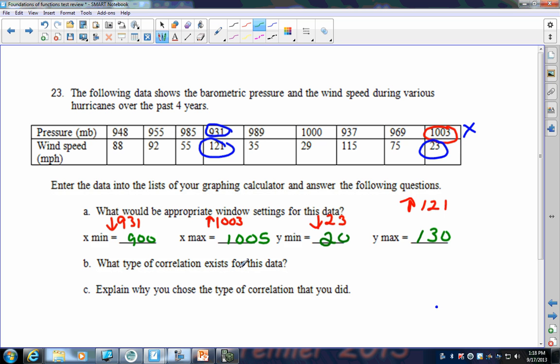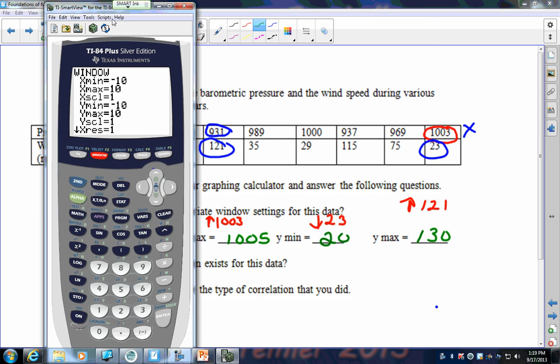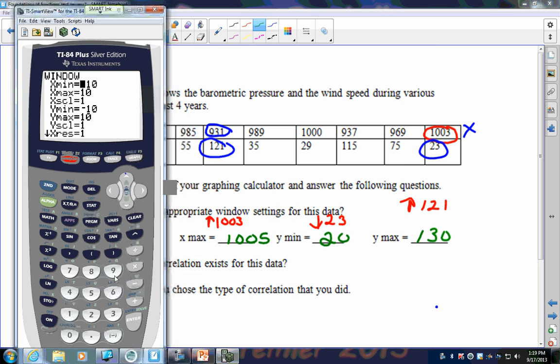Now, what type of correlation? Even with this, I was having a hard time sketching it myself. I sketched it out by hand. But now that we have the calculator, I can go in here. If I go to Window and put in the settings that I just did. What's the first one? 900. And then I did 1005. I went down to Y minimum, put in 20. Y maximum, 130.